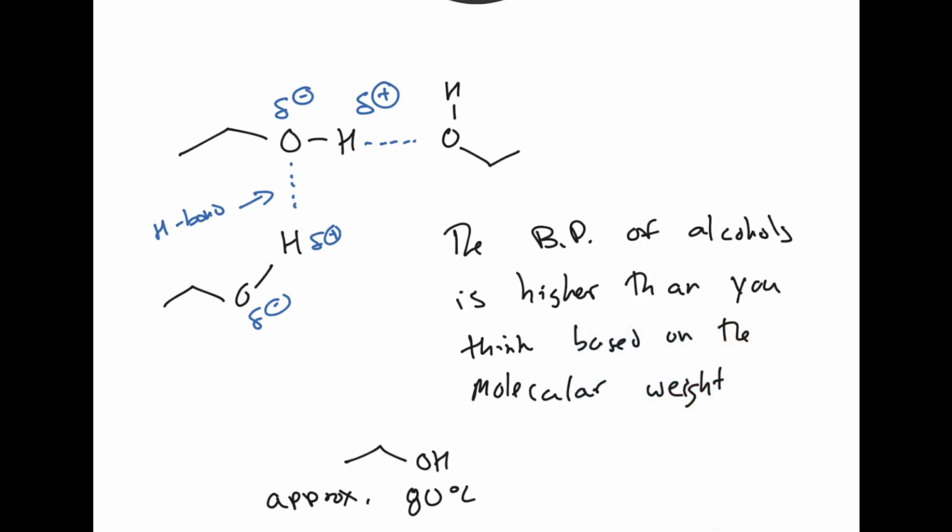But if you were to get rid of that OH and just keep the same molecular weight, so if you made this an ether, it weighs the same. I think its boiling point is around negative 80 degrees C. So just having that OH, having that hydrogen bond donor or acceptor, vastly changes the boiling point compared to what it would be if it didn't have that hydrogen bond.